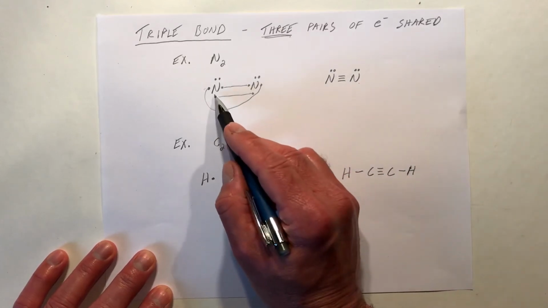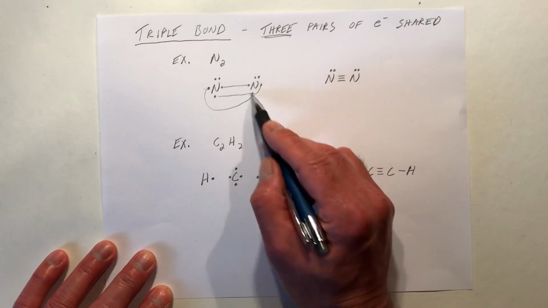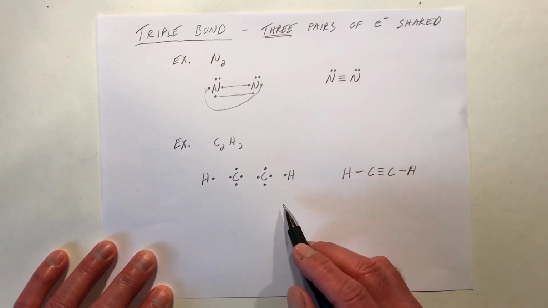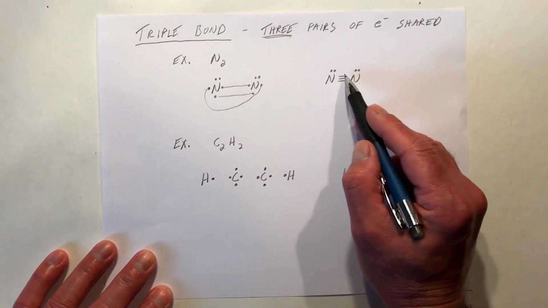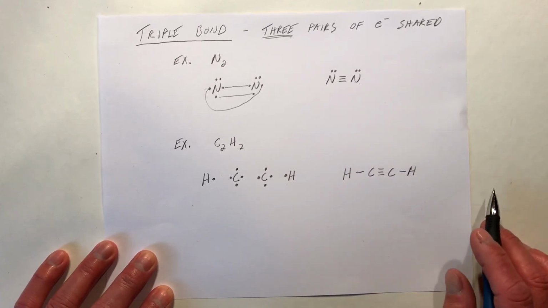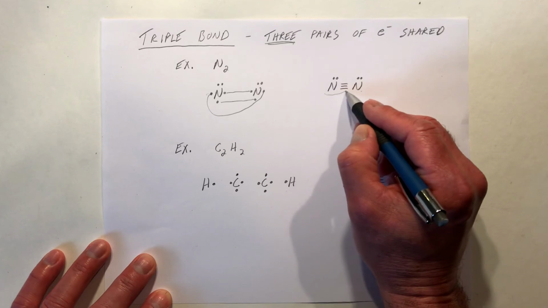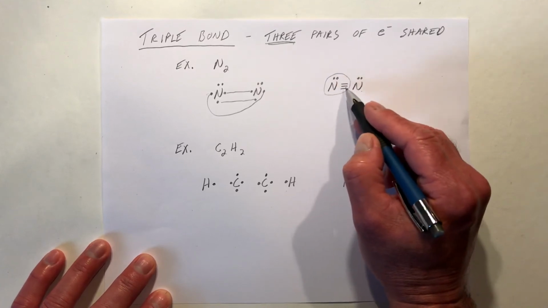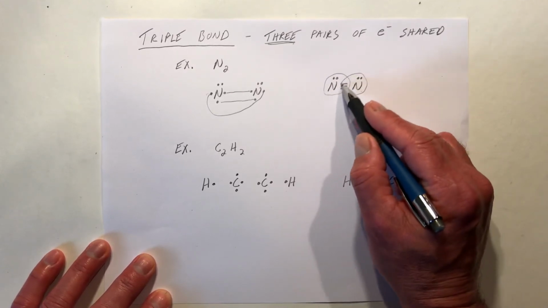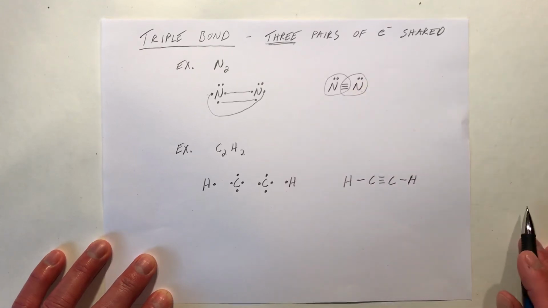Notice that we started with 5 and 5 more, 5 dots and 5 dots. That's 10 electrons represented. And here we have 2, 4, 6, 8, 10 valence electrons represented. All the electrons are accounted for. Notice that around this nitrogen, there's an octet, 2, 4, 6, 8. And around this nitrogen, there's an octet, 2, 4, 6, 8.